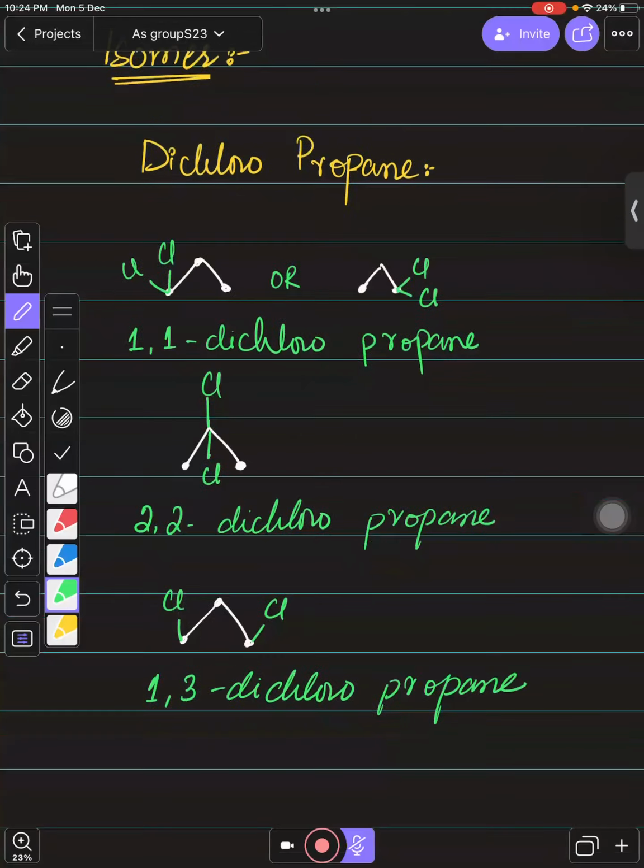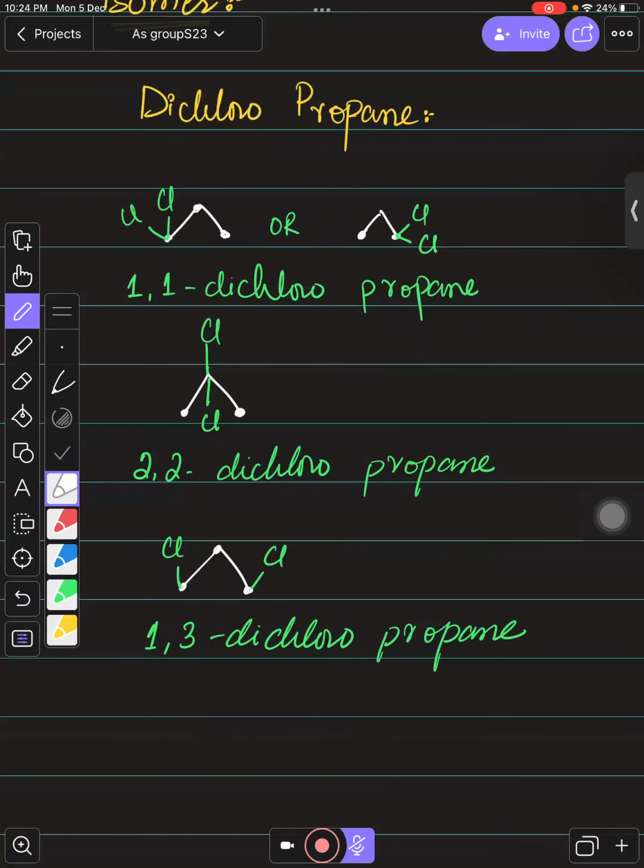Right? And we can even draw it like this. This is propane, 1 chlorine on the first carbon and the second chlorine on the second carbon. So it will be 1,2-dichloropropane, right? So these all are positional isomers. You are just changing the positions and you have different structures, right? Right, everyone?